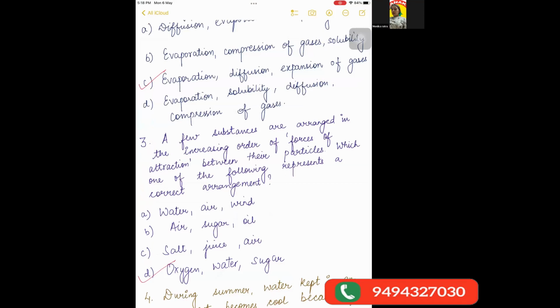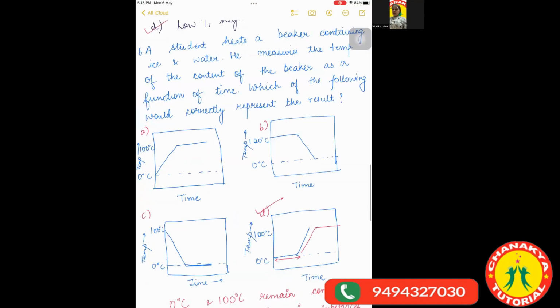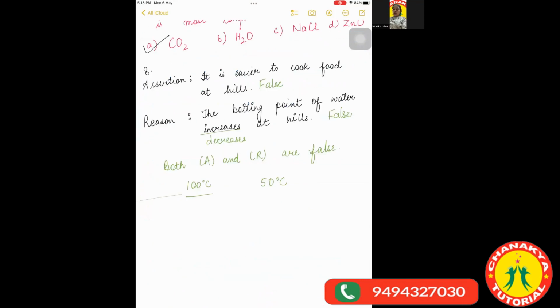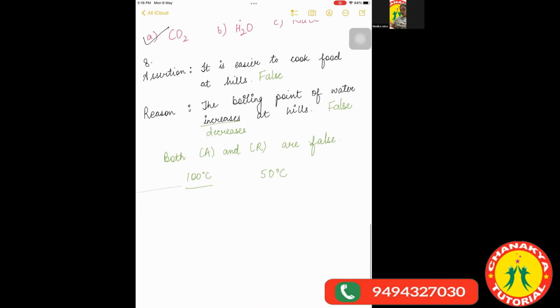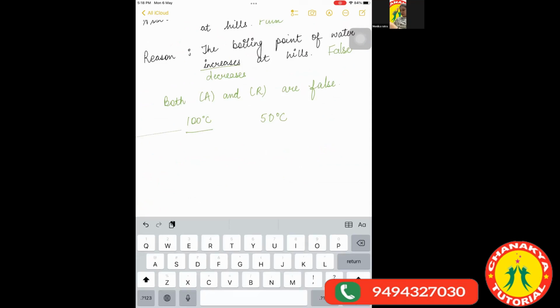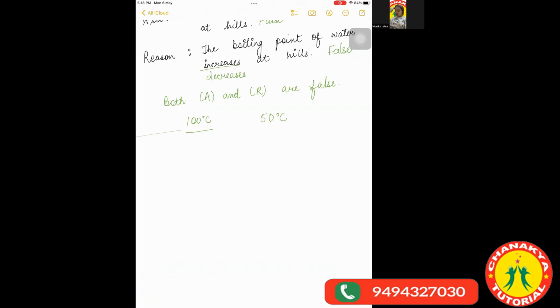Last class, we started with the discussion of the extra questions of the chapter Matter in Our Surroundings. So we had done till one of the assertion reason. Now we have to start with another assertion reason. We are going to continue. I'm going to give a few more assertion reason and then we are going to continue with the very short and the other type of questions.